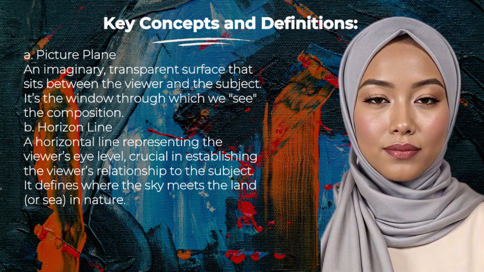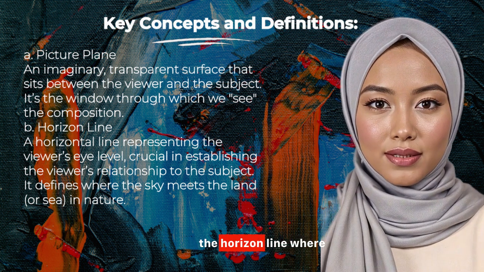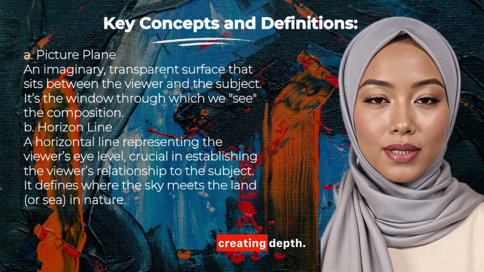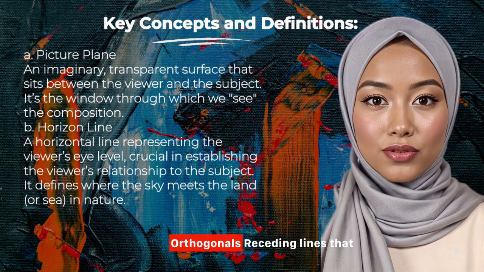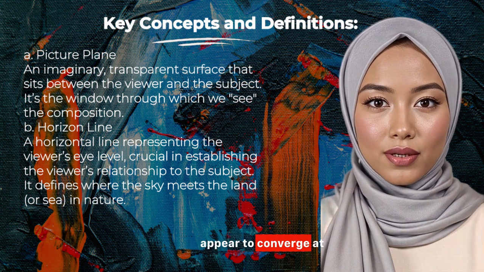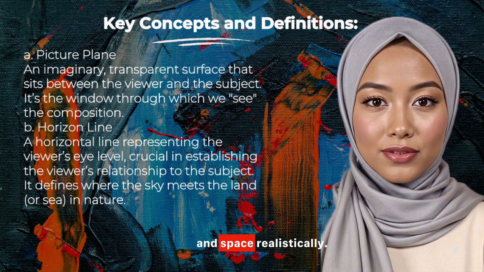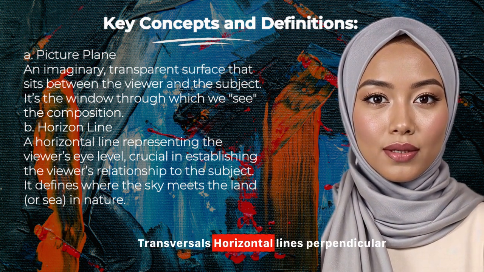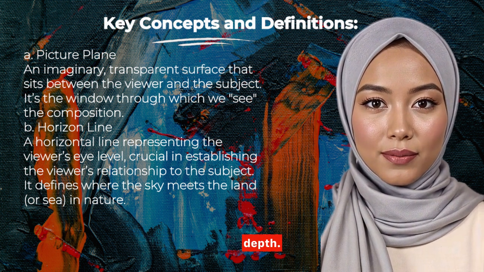C. Vanishing points, on the horizon line where all parallel lines converge. These are essential for creating depth. D. Orthogonals, receding lines that appear to converge at the vanishing point. They help organize architecture and space realistically. E. Transversals. Horizontal lines perpendicular to orthogonals, used to indicate equal spacing and depth.